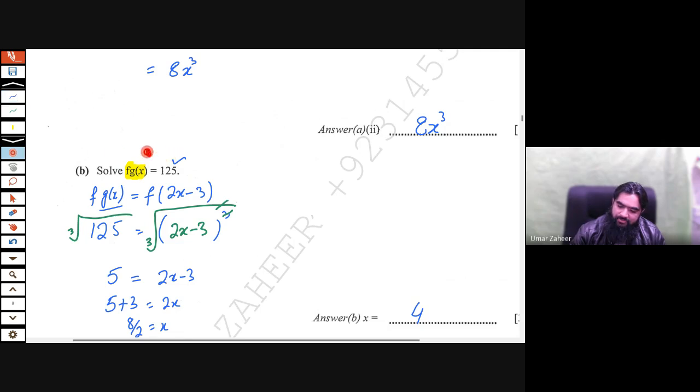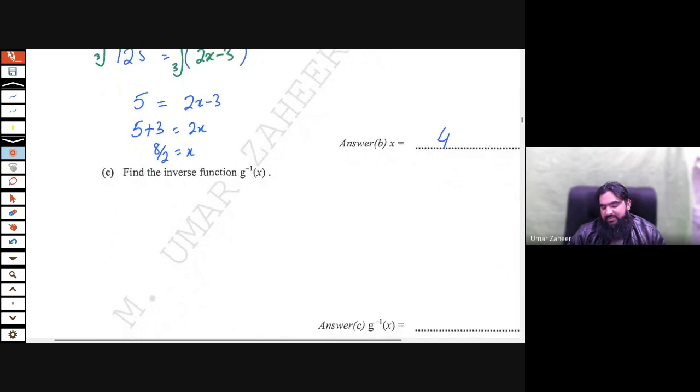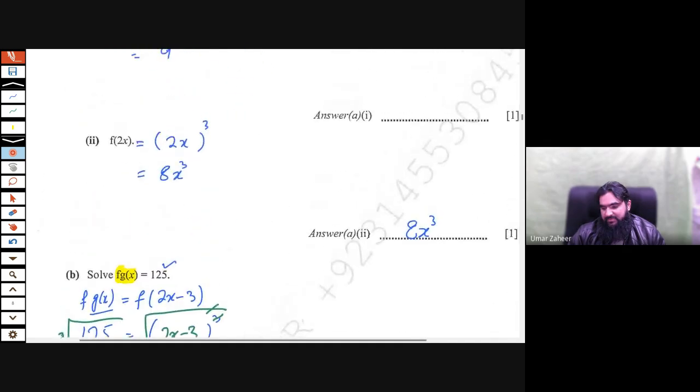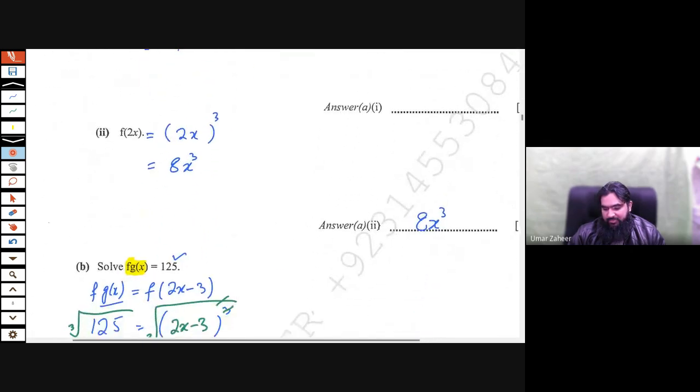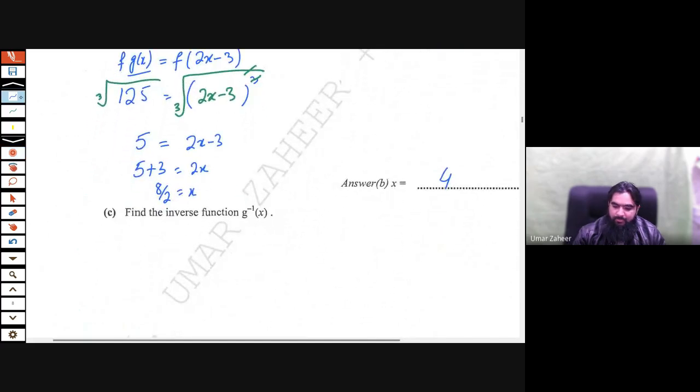So we have to use our knowledge of composition here. We have to find a composite function, and that composite function we know is equal to 125. Then we simplify to get the value of x. In the next part, he says you have to find g inverse of x, and g of x is equal to 2x minus 3. We will do the same steps.